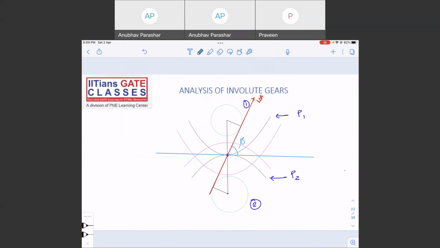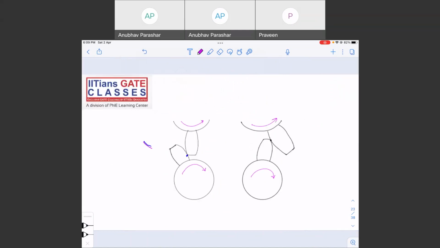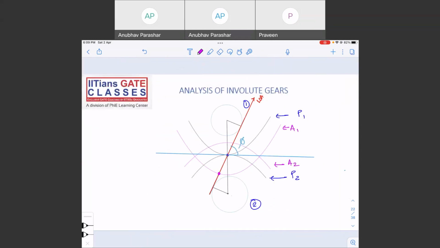So if you see, this is the addendum. You can see two addendums. This is the addendum circle of gear 1. This is the addendum circle of gear 2, right? So when will the contact between two surfaces begin? It is when the addendum of gear 1 touches the tooth of gear 2. That is when the contact between the two will begin. This is where the contact begins.